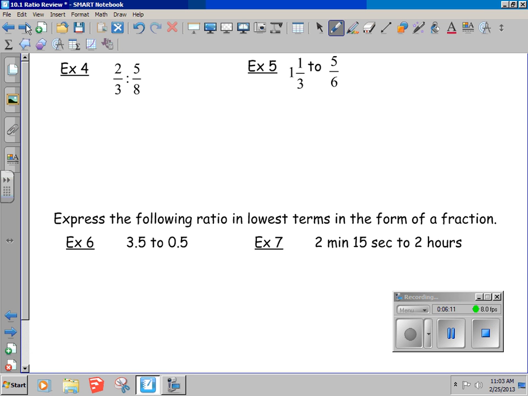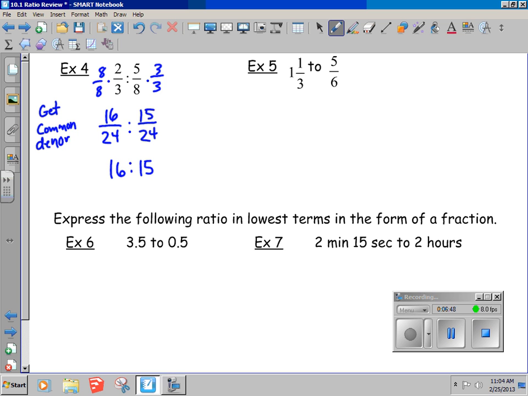Common denominator for both of these fractions is 24. So if I multiply the first one by 8/8 and the second one by 3/3, I end up with 16/24 to 15/24. At this point, it's basically saying 16 parts to 15 parts, because they're both in 24, so they're equal-sized pieces. So I can just say, well, that means that we have a ratio of 16 to 15. So get yourself a common denominator, and then the numerators become your ratio.